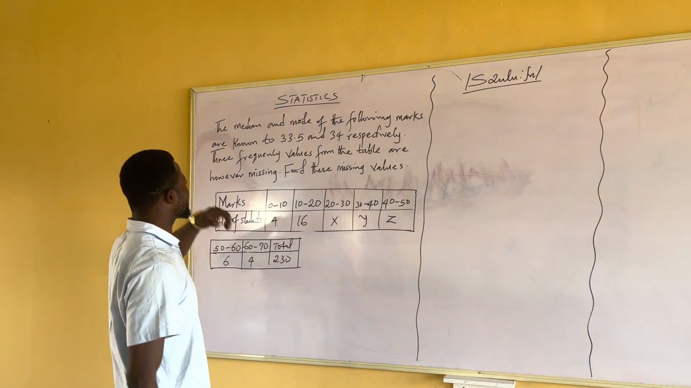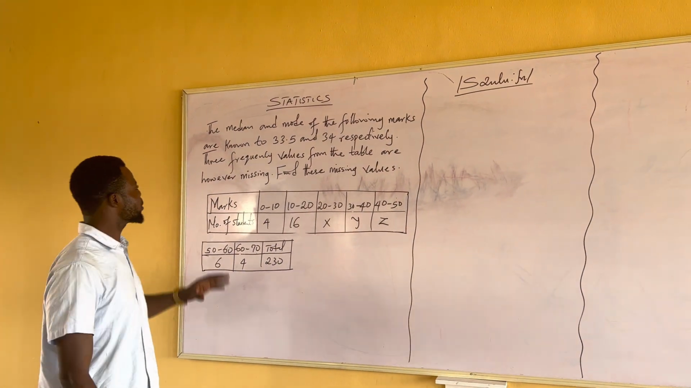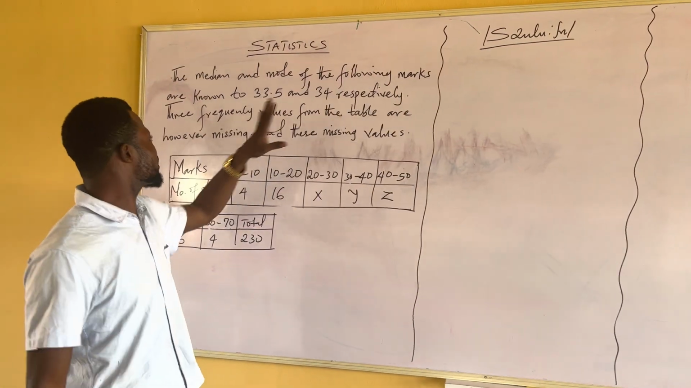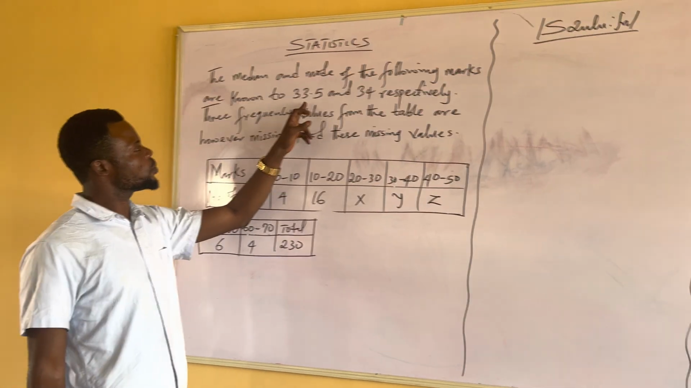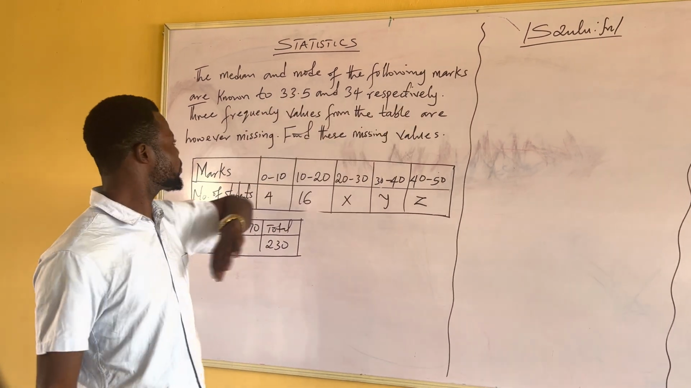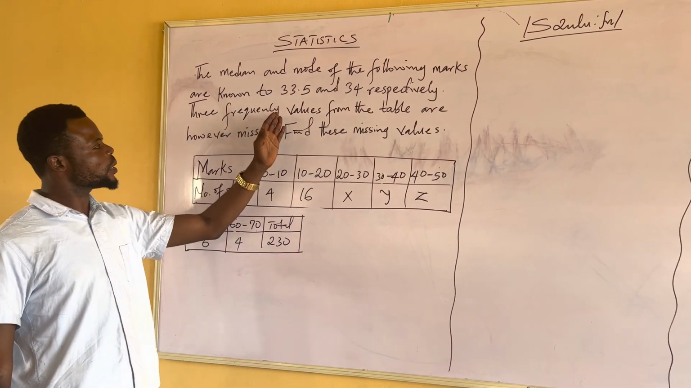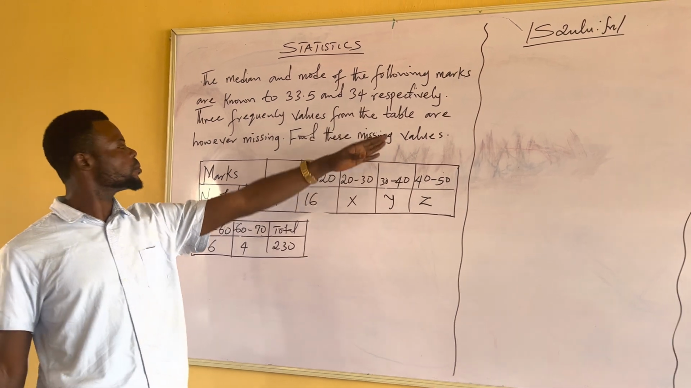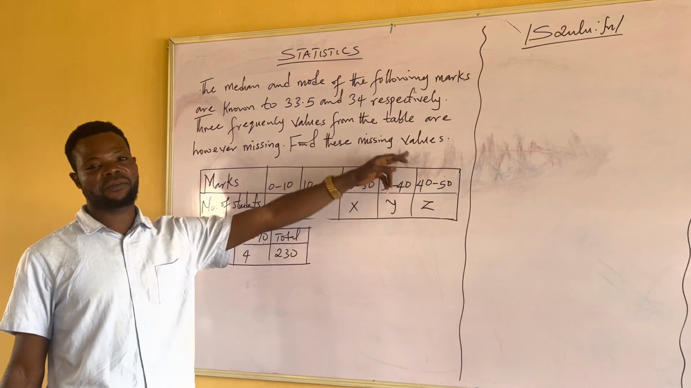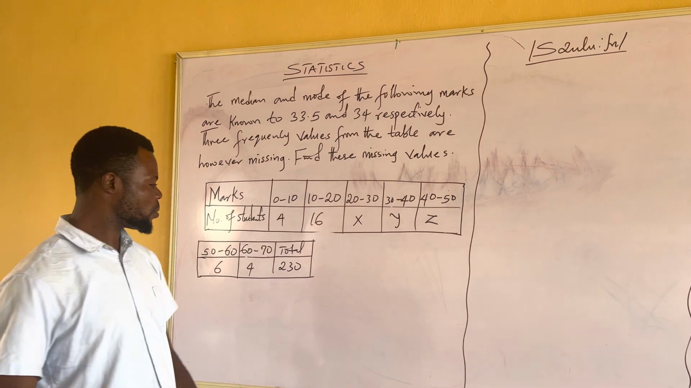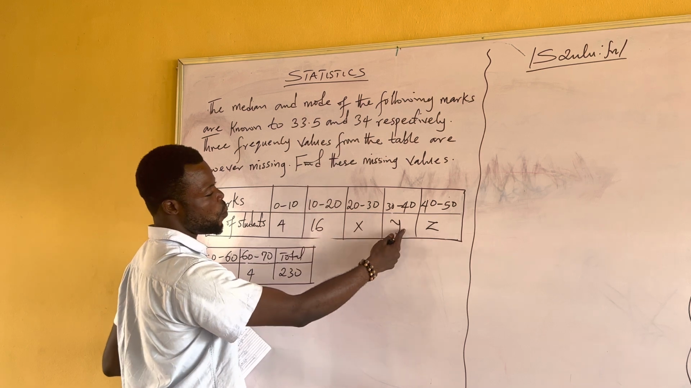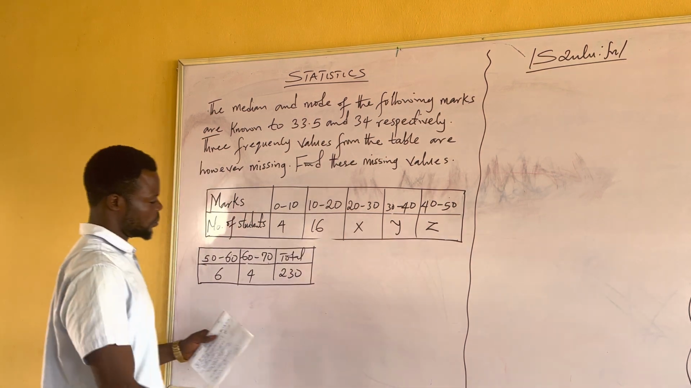Viewers, so we are here to solve this question. The median and mode of the following marks are known to be 33.5 and 34 respectively. Three frequency values from the table are however missing. Find these missing values. And the missing values are, we want to find the value of x, y, and z.